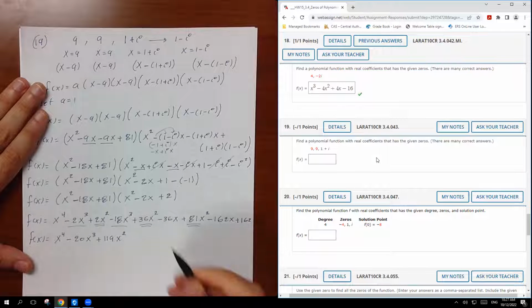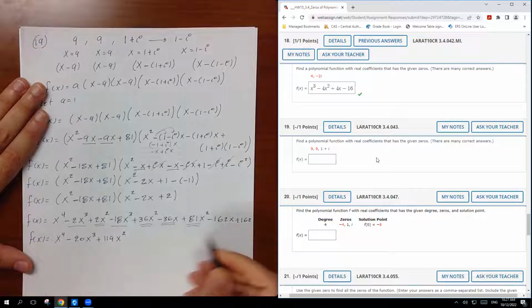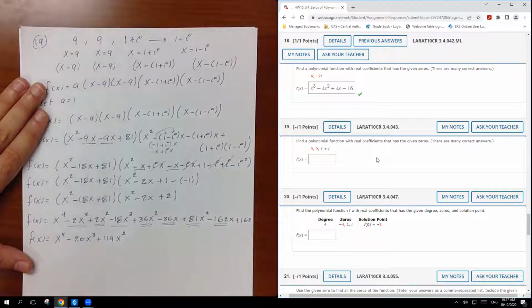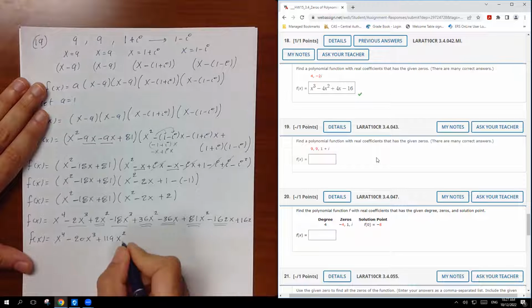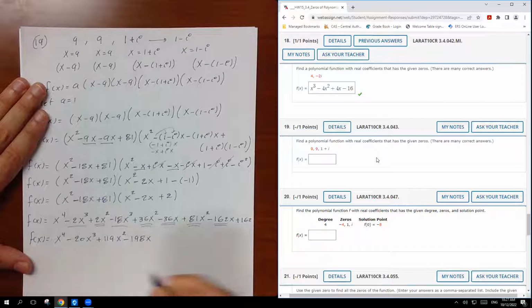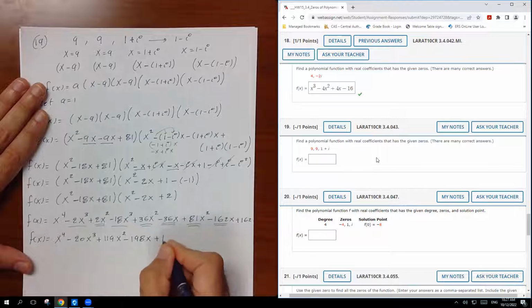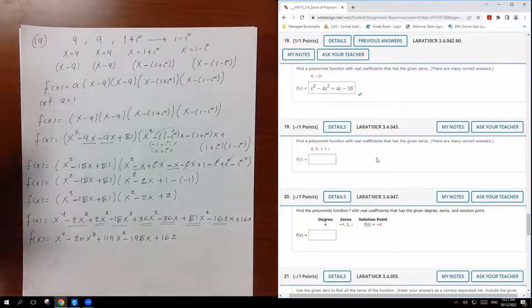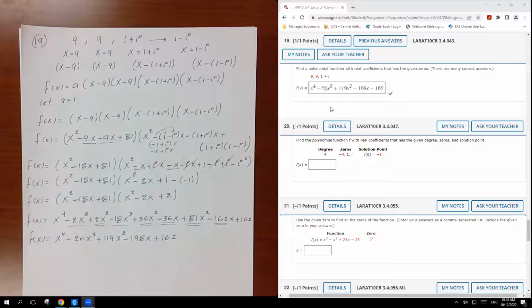And for the x, we have 36 and 162. So 36 plus 162 is 198. So this one is going to be minus 198x. And the last one is going to be plus 162. So this is the polynomial function for this example. Here we go, we got it right.